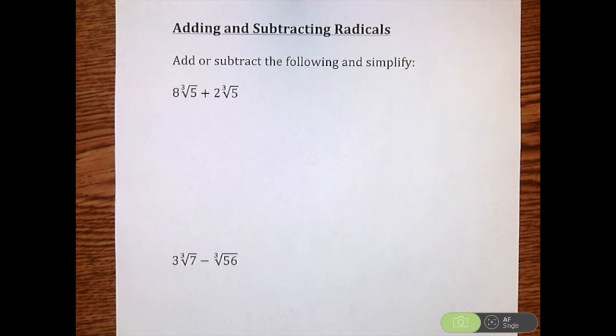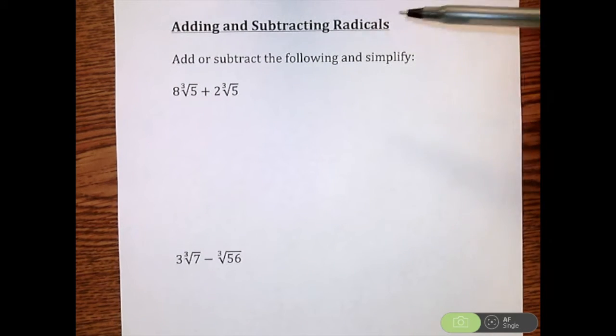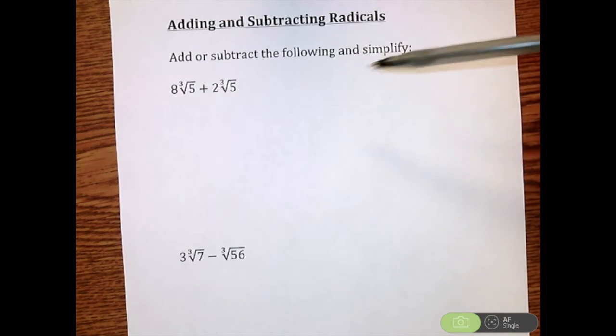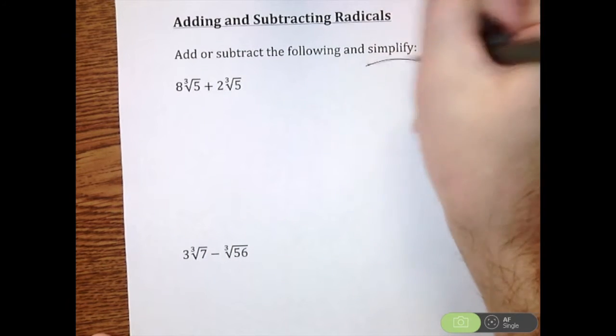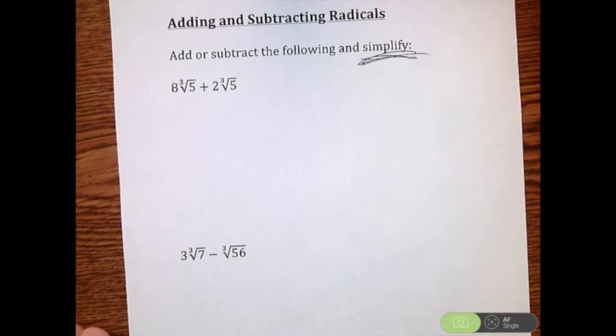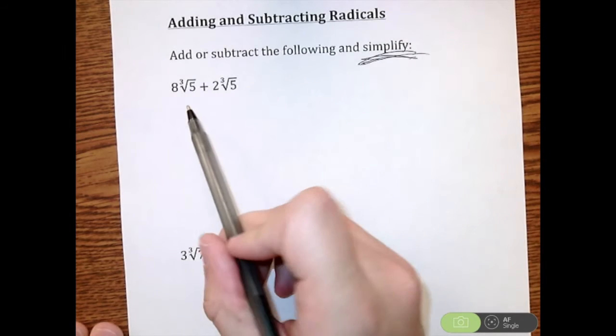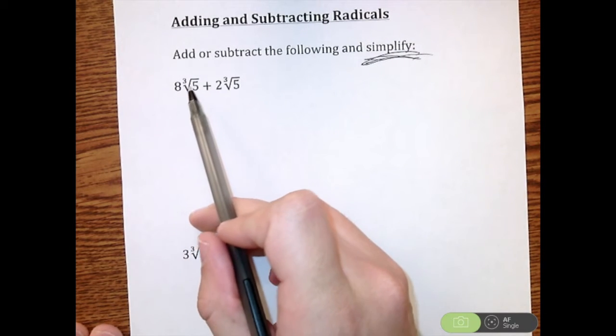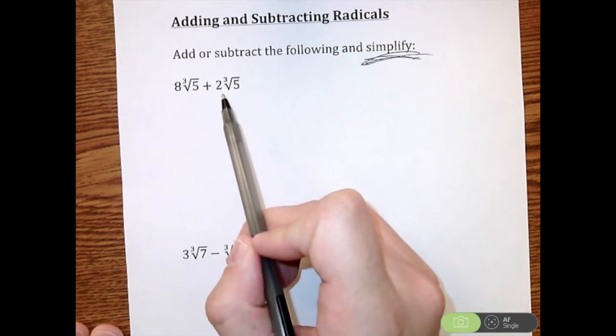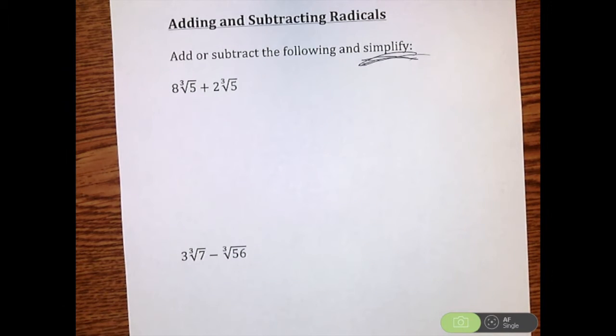In this video, I'm going to go over adding and subtracting radicals. So we're going to add or subtract the following, and most importantly, we want to make sure our answers are simplified. So our first problem here, we have 8 times the cube root of 5 plus 2 times the cube root of 5, and we're adding these together.